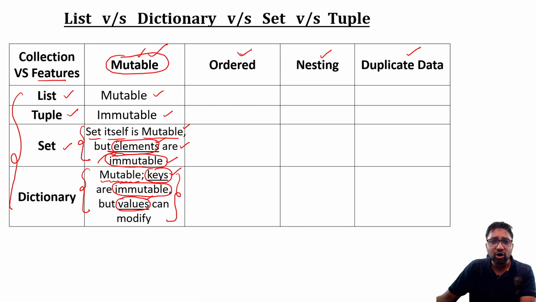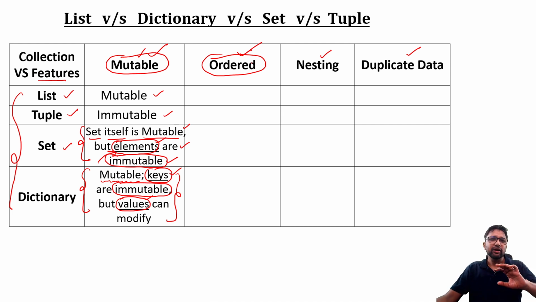Next feature is ordered. Let's see which data structures allow ordered elements. What do you mean by ordered? Ordered means simply, in whichever sequence you inserted the elements, can you get the elements in the same sequence? Or otherwise you can say it in one more line: can you find the element inside the data structure by the index?